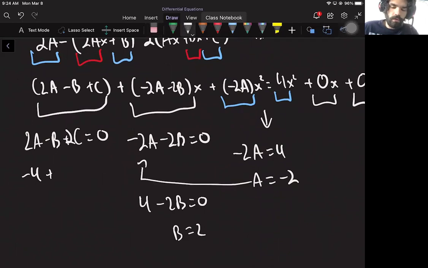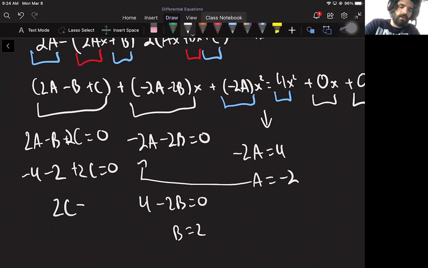So now this becomes -4. That's good. Minus B, so minus 2 plus 2C equals 0. So that gives me what I want, I think. So this should be -2, add it to the right. Oh, dang it, so many algebra mistakes. Minus B, so this is minus 2. There we go. Okay, so now I have 2C equals 6. C equals 3.